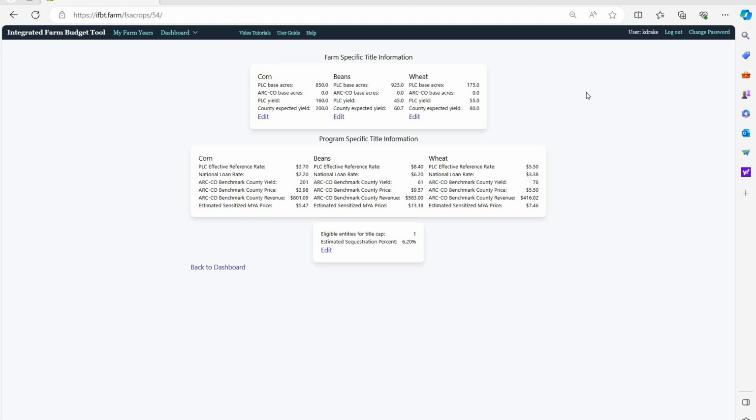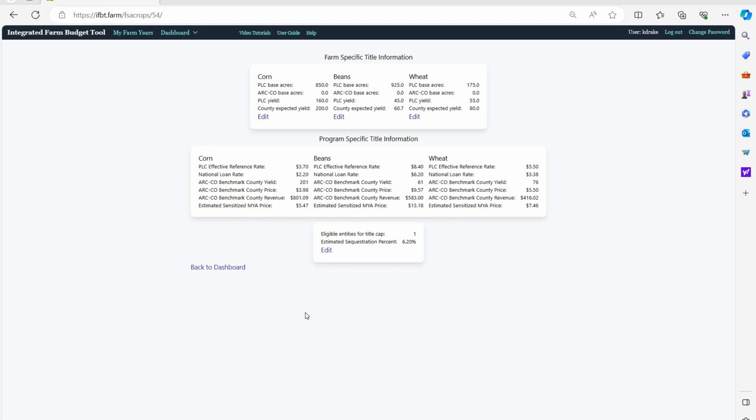And each year, by March 15th, the farmer needs to determine where to put those acres, either into PLC or ARCO. There's a third option, ARC IC, which is rarely used, and our model doesn't support it. So we're making a decision between PLC and ARCO.